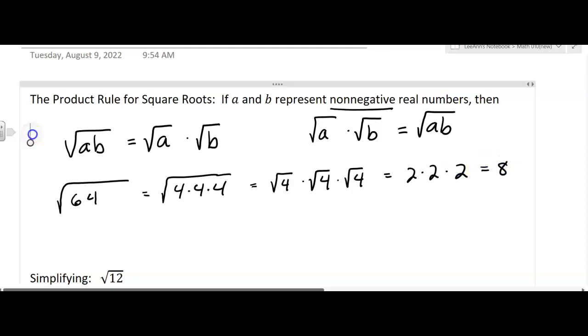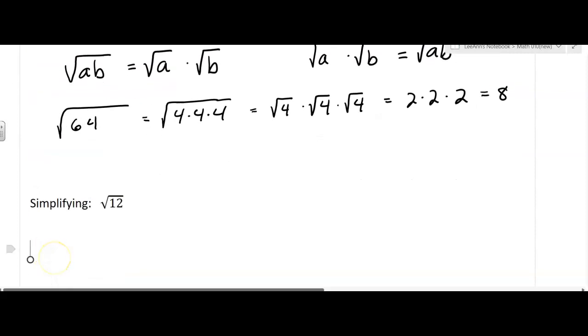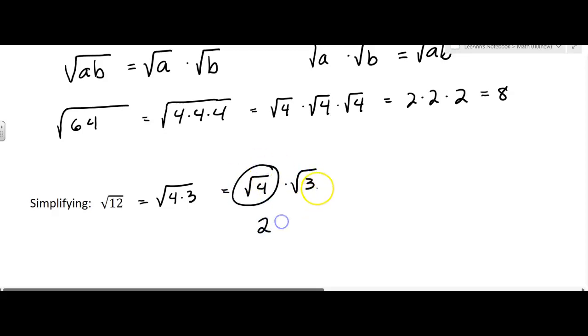Okay, so let's look at another example here real quick. The square root of 12. You say, well, I don't know what the square root of 12 is. It's going to be some irrational number. I can put it in a calculator, but let's say I don't want to write a decimal approximation. I can think of 12 as 4 times 3. Then I can split it up into the square root of 4 times the square root of 3. The square root of 4, that I know, is 2. Now the square root of 3 is an irrational number. I can write it just as the square root of 3.